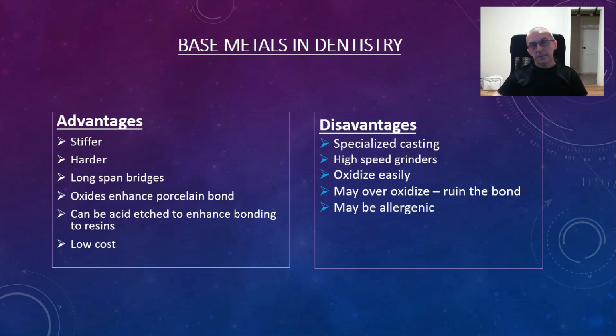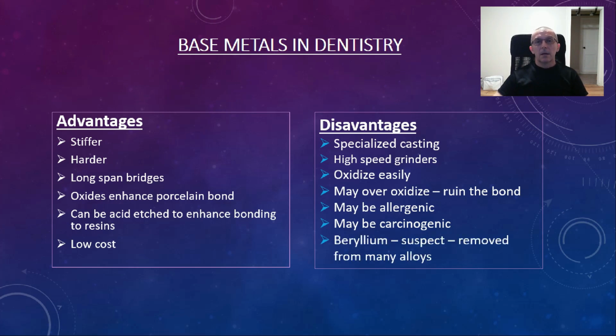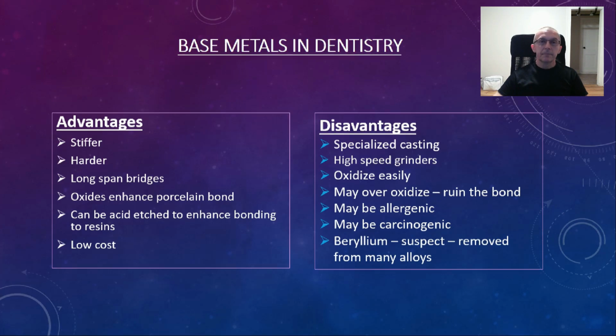May be allergenic, we went over that before. Many people are allergic to different things like nickel and beryllium, so we have to be aware of that. They may be carcinogenic, so because of that, many companies took the beryllium and the nickel out of those metals because of these controversies. Beryllium is suspect, so it's been removed from many alloys.